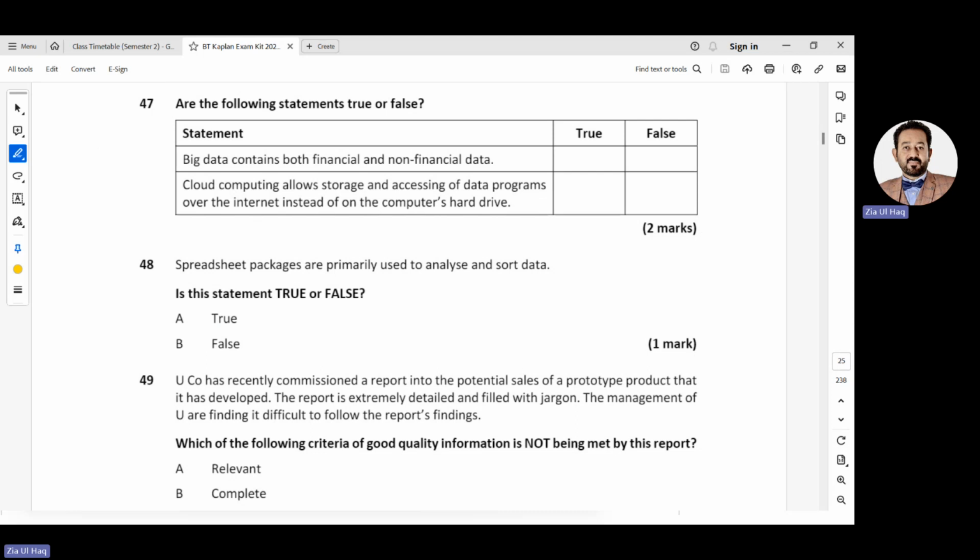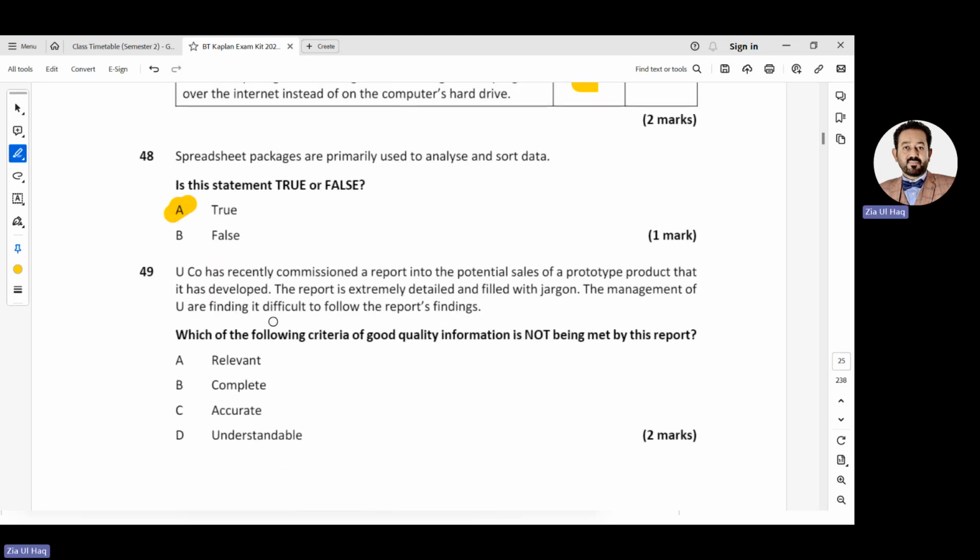Big data contains both financial and non-financial data. Yes. Cloud computing allows storage and accessing of data programs over the internet instead on the computer's hard drive. Computing over the internet. Yes. 48 spreadsheet packages are primarily used to analyze and sort data. Yeah, you can sort, you can analyze data too.